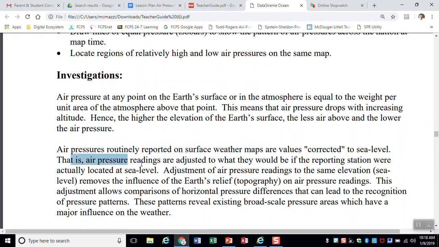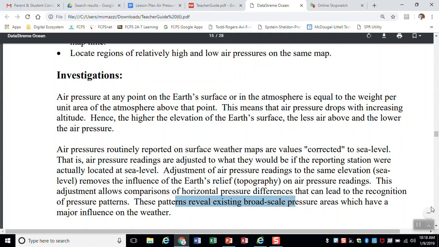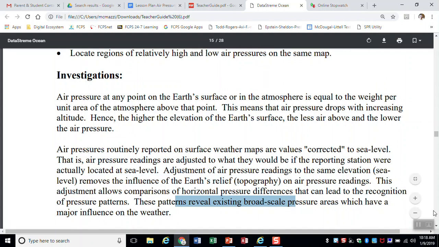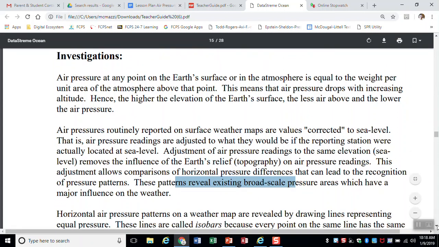That is, air pressure readings are adjusted to what they would be if the reporting station were actually located at sea level. Adjustments of air pressure readings to the same elevation, sea level, removes the influence of the Earth's relief, topography, on air pressure readings. The adjustment allows comparisons of horizontal pressure differences that can lead to the recognition of pressure patterns. These patterns reveal existing broad-scale pressure areas which have a major influence on weather.